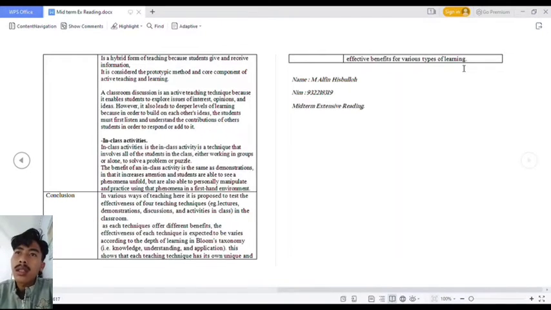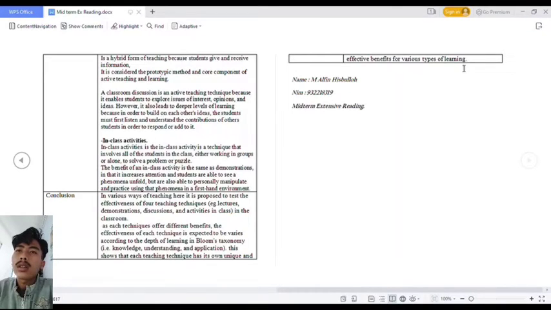And then in-class activity: an activity that involves all the students in the class, either working in groups or alone, to solve a problem or puzzle. The benefit of a class activity is the same as a demonstration, in that it increases attention and students are able to see a phenomenon unfold, but are also able to personally manipulate and practice using that phenomenon in a first-hand environment.